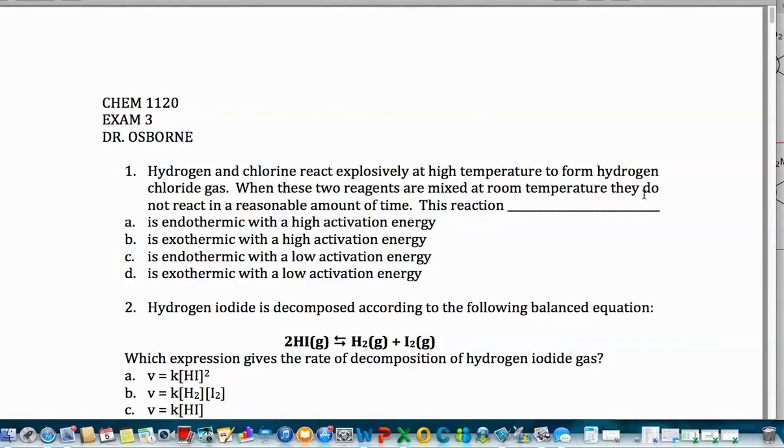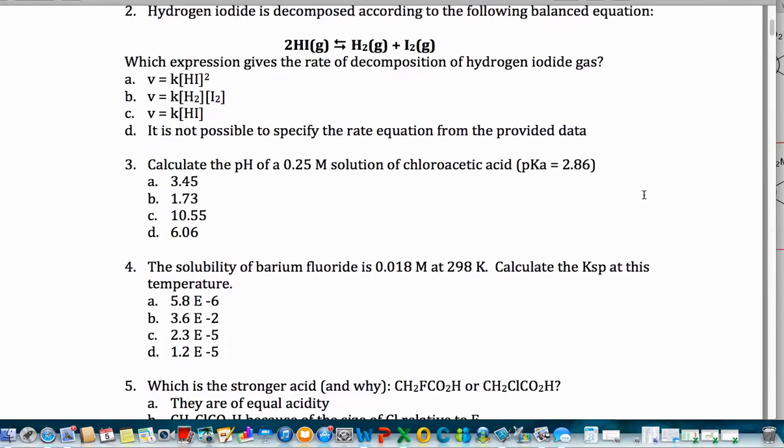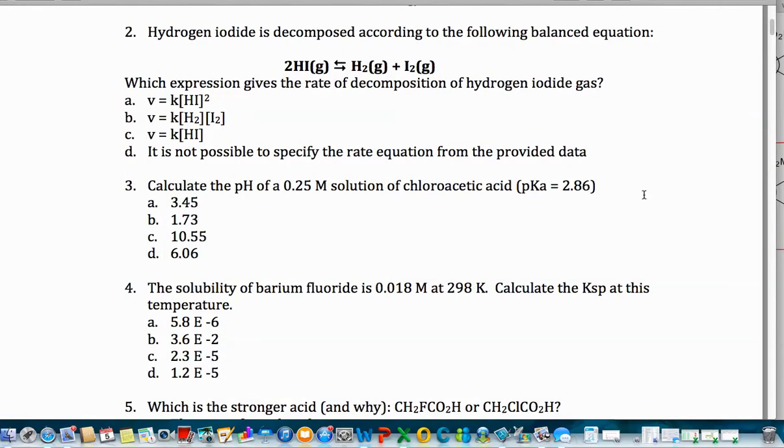Let's move on to question number 2. Hydrogen iodide is decomposed according to the following balanced equation. They give you a balanced equation. They do not give you any idea if this occurs in one step or in multiple steps. And quite honestly, you cannot make a rational conclusion regarding the kinetics of this reaction. So the best answer is going to be D. You would need to have data or a proposed mechanism that has some validity to it. Let's move on to number 3.